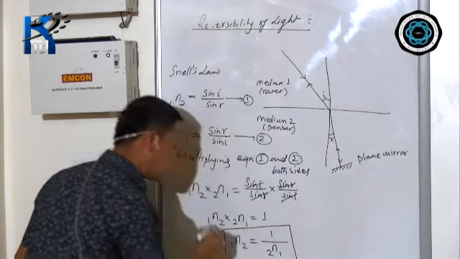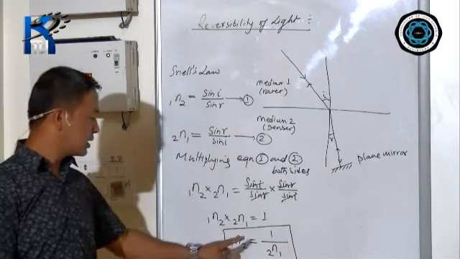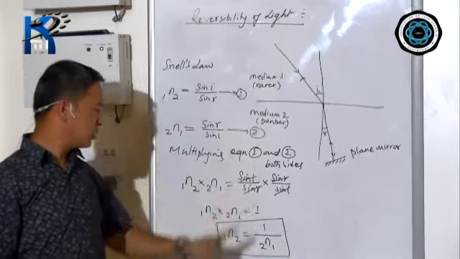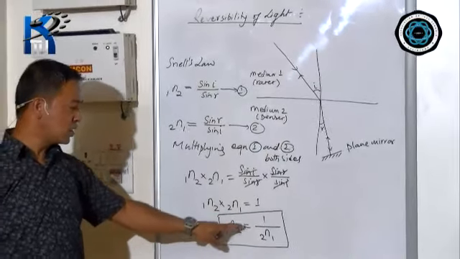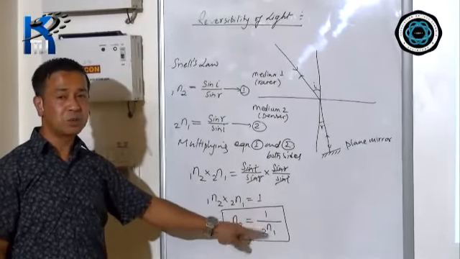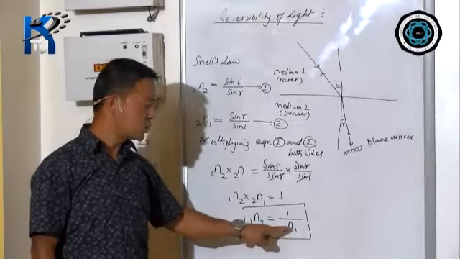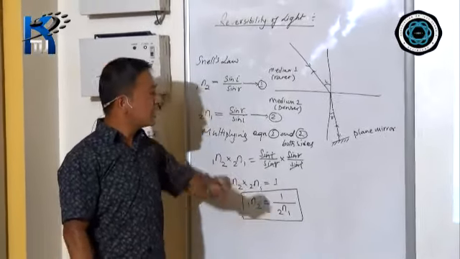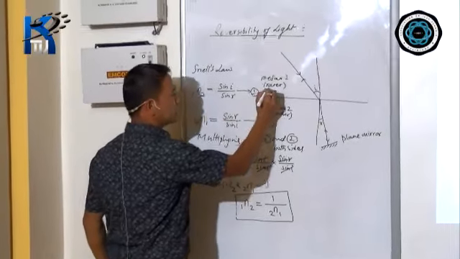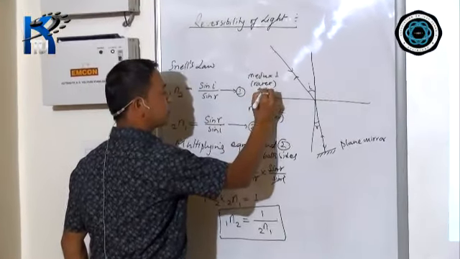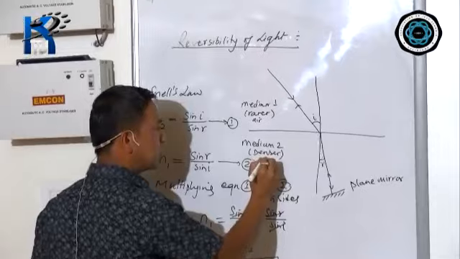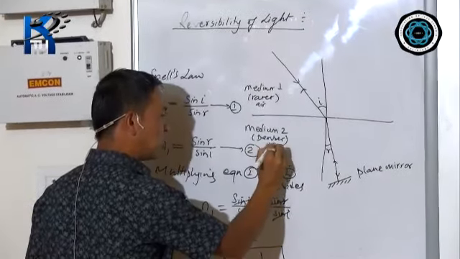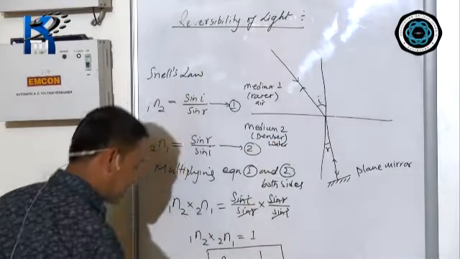Now look at the relation that I have derived. If I take any two media, the refractive index of 2 with respect to 1 is just the reciprocal of the refractive index of 1 with respect to 2. But I can take this relation with any of the media. Suppose medium 1 is air, and medium 2 is a denser medium, that is water. So how can I write this relation now?